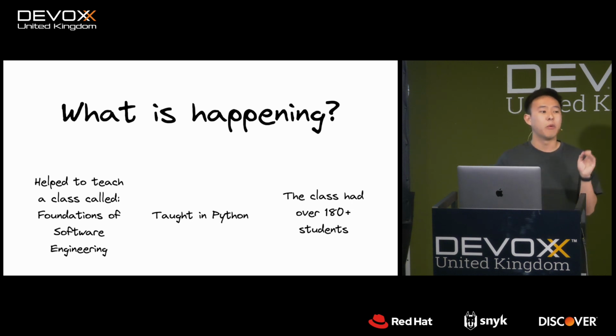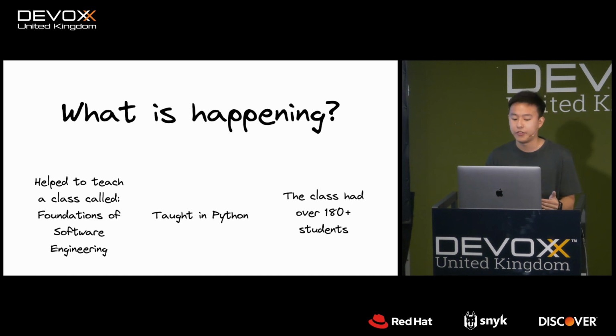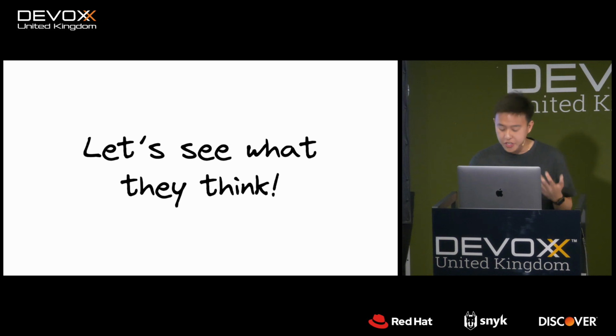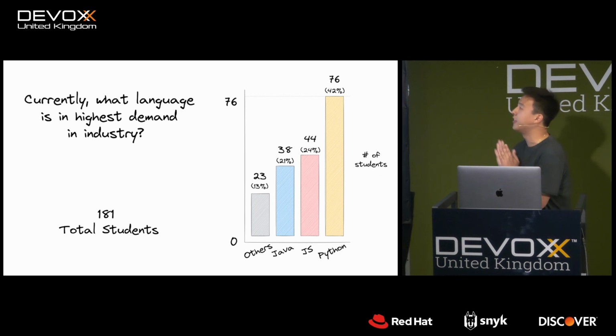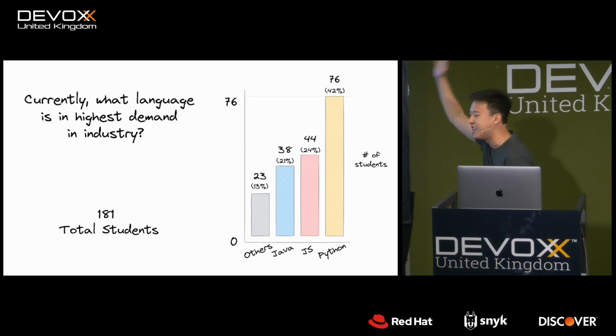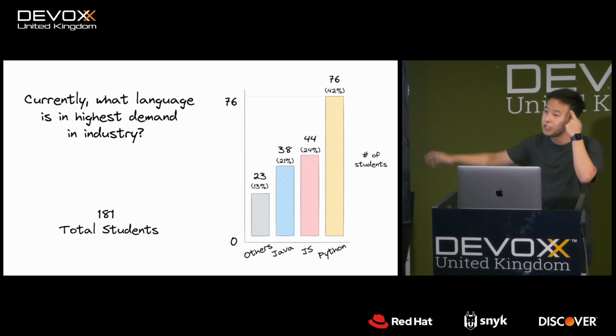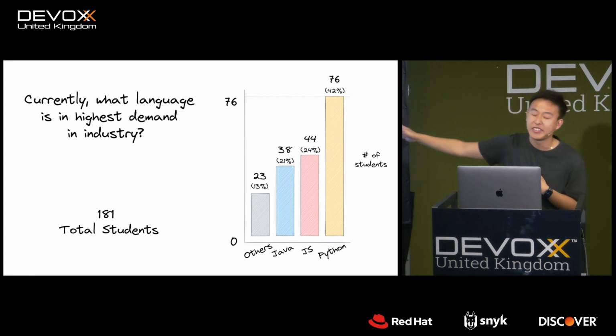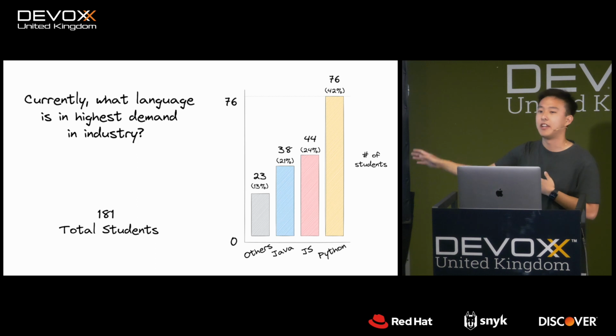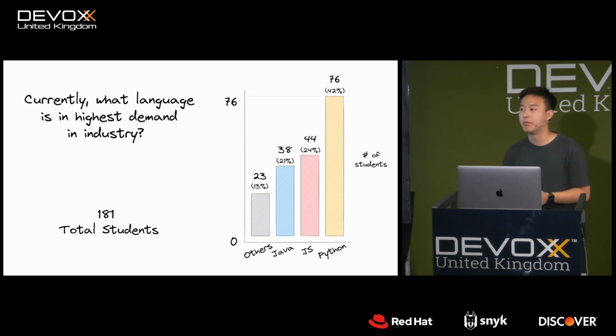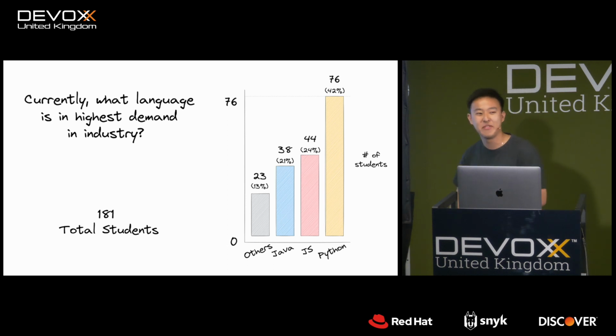In this class, I ran a lot of surveys about what students think about Java. And I think 180 students is a good sample size, so let's see what they think about Java and its current state in industry. The first question I asked them was, currently, what language is in highest demand in industry? Out of 188 students, 76 of them said Python was in highest demand, about 42% of the students. JavaScript was ahead of Java, at about 24% of students, and Java itself was about 21%. If you look at the graph, it kind of makes me sad, because I do like Java a lot, and I hoped it would be the yellow bar.